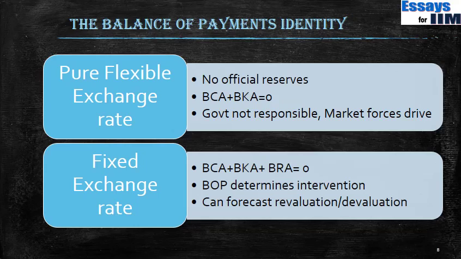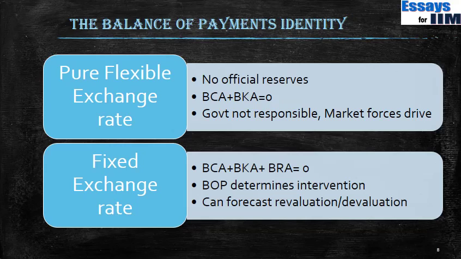We'll see that there are two systems running in the world. One is a pure flexible exchange rate and one is a fixed exchange rate system. In case of a pure flexible exchange rate, if you have a balance on the current account or the capital account, then the exchange rate would adjust itself so that eventually these will balance and you do not need to accumulate reserves.